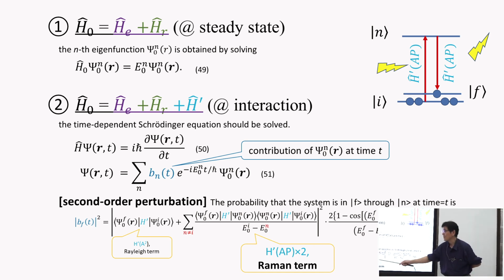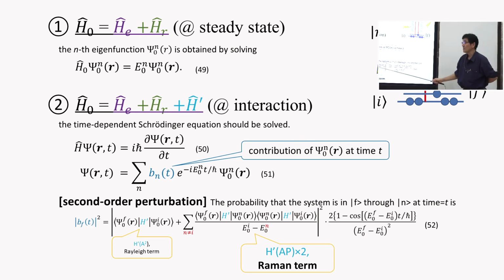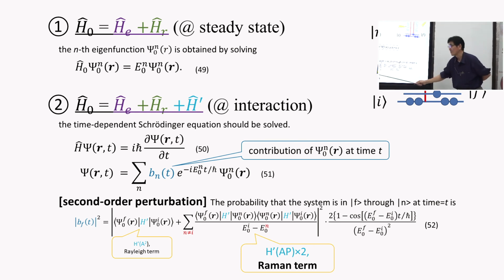Interaction Hamiltonian appears several times. The first term corresponds to the result of the first order perturbation, and it corresponds to Rayleigh scattering. The Raman scattering comes from the second term. Okay?